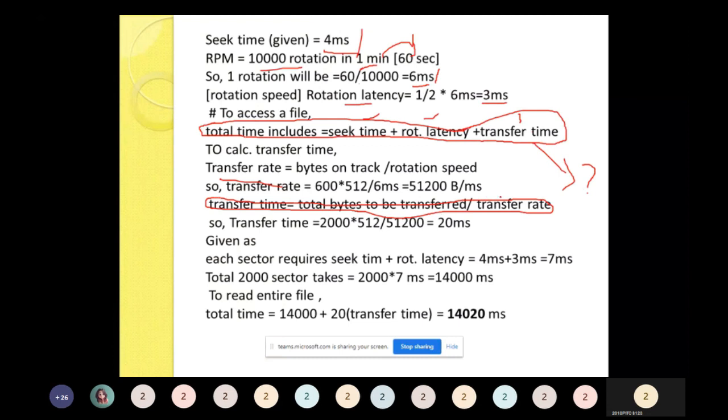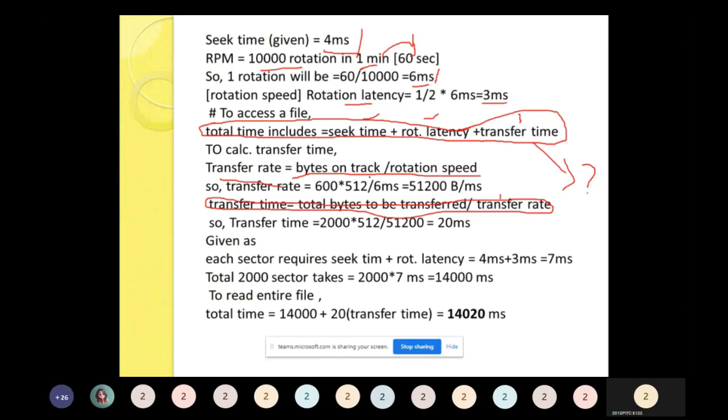But anyway, we have to calculate this transfer rate, that's why I've written it here. First, we have to calculate the transfer rate. I already told you many formulas, so we just have to understand them and apply them. We get the idea, we get the solution.